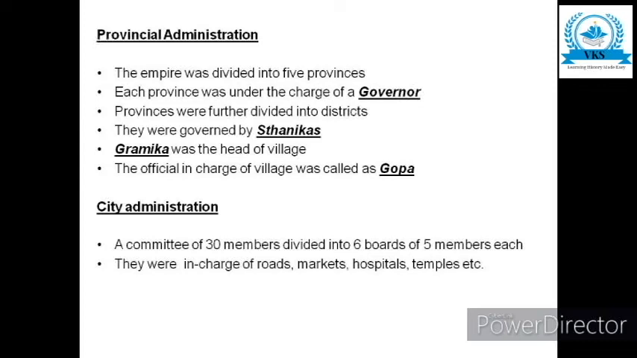A committee of 30 members were divided into 6 boards of 5 members each. They were in charge of roads, markets, hospitals, temples, etc. So in provincial administration we saw how the empire was divided. First into 5 provinces under governor, provinces into districts under sthanikas, districts into villages under gramikas, and official in charge of villages Gopa. Then city administration, 30 members, 6 boards, 5 members, and they were in charge of different departments.